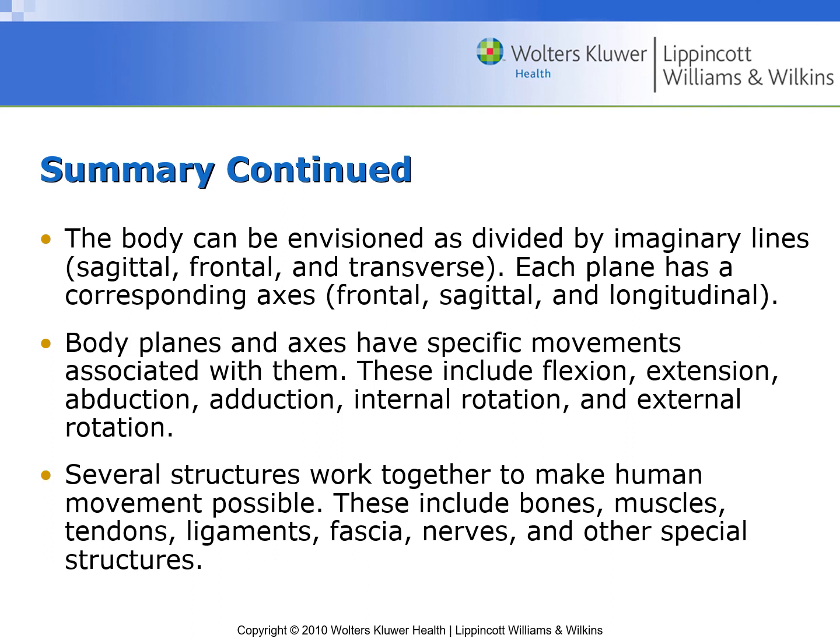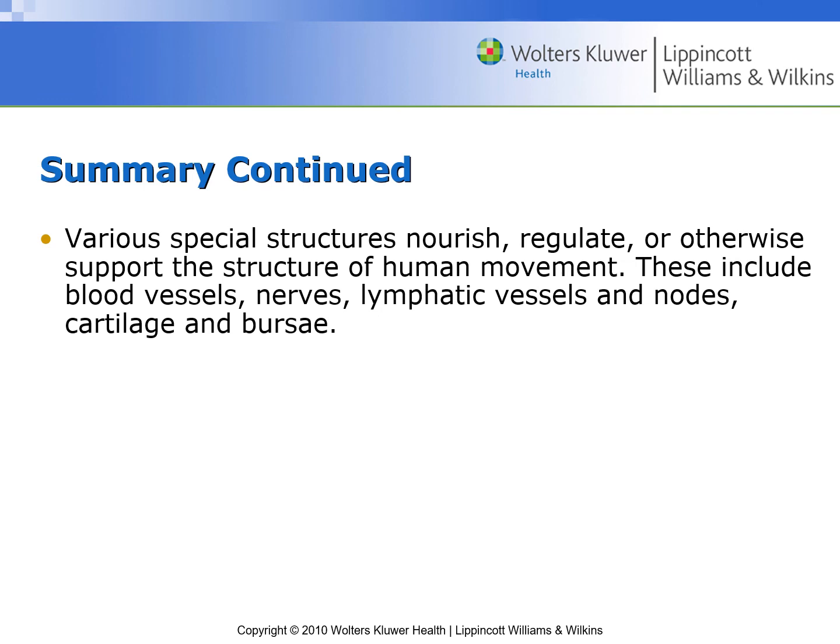Several structures work together to make human movement possible. These include bones, muscles, tendons, ligaments, fascia, nerves, and other special structures. Various special structures nourish, regulate, or otherwise support the structure of human movement. These include blood vessels, nerves, lymphatic vessels and nodes, cartilages, and bursae.